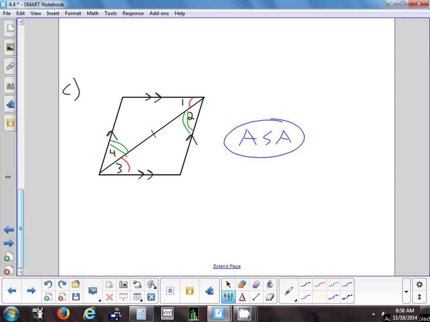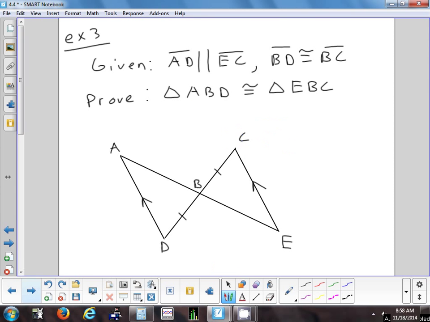Any questions on that one? So part of what I might ask you to do is determine whether or not you can even prove two things are congruent. Maybe not do the proof. Okay, just something like that.